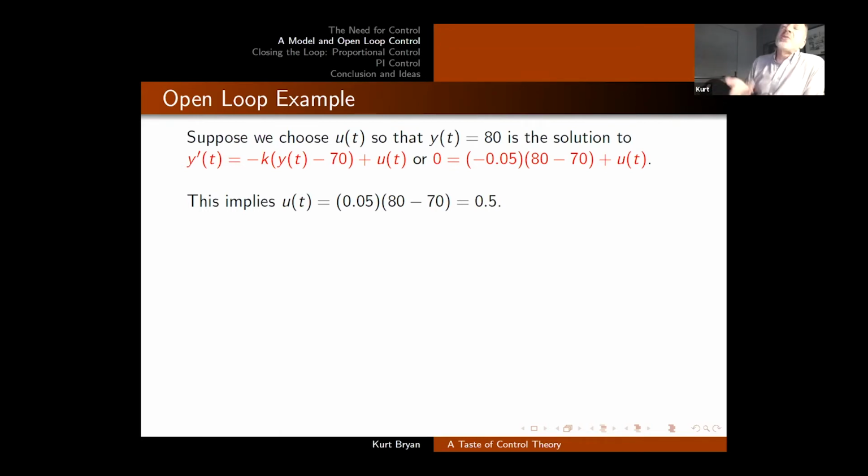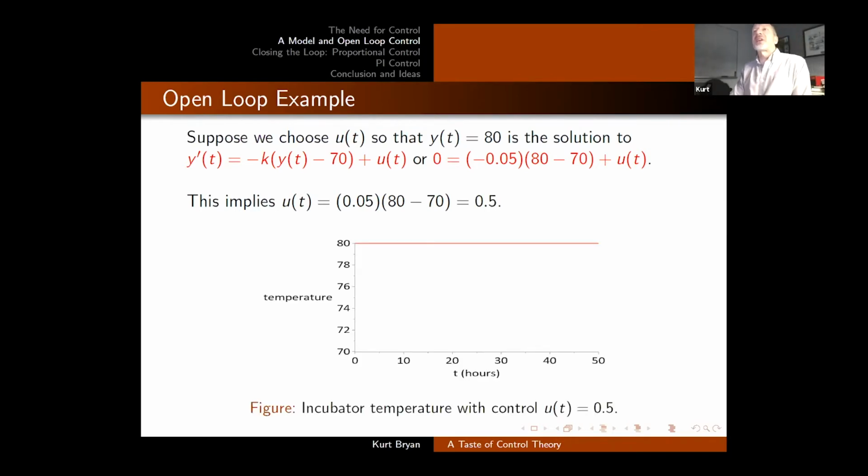In this case, it would be units of degrees per hour, if we're working in hours. That will keep the incubator temperature at 80 degrees precisely. There's the solution to the ODE under this condition. This is open loop control. The incubator will run at level 0.5 no matter what.